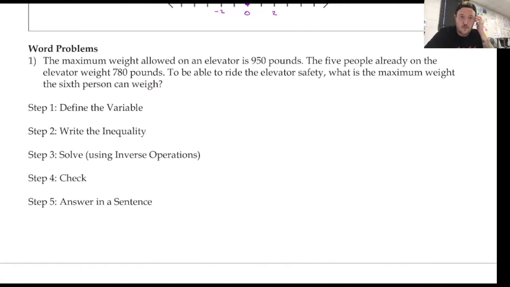All right, so the maximum weight allowed on an elevator is 950 pounds. The 5 people already on the elevator weigh about 780 pounds. To be able to ride the elevator safely, what's the maximum weight the 6th person can weigh?